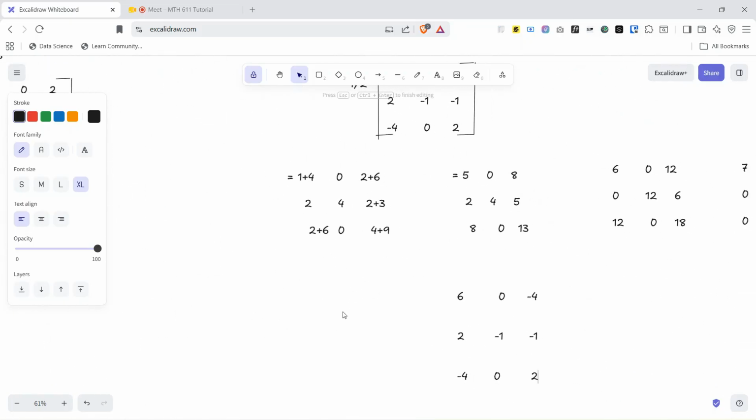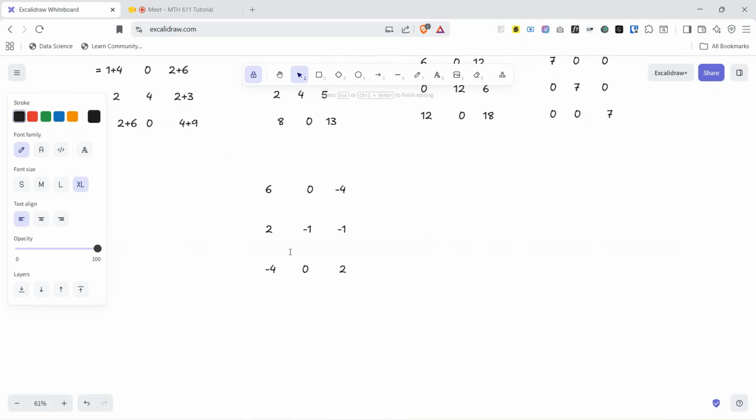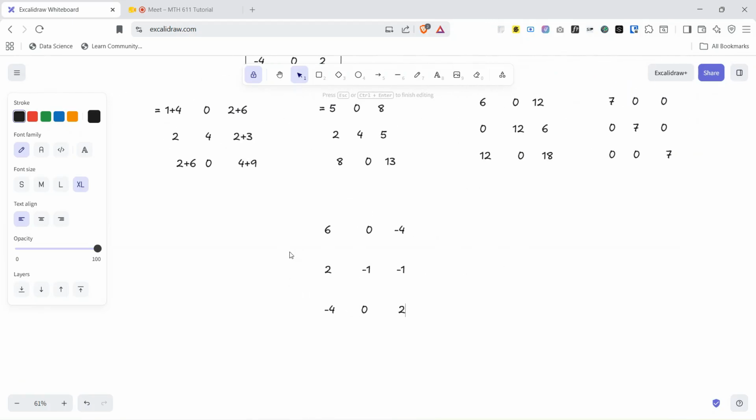So did you understand it now? Yeah, thank you very much. So you can try the cofactor method just to show that you arrived at this answer too. Do you have any questions?